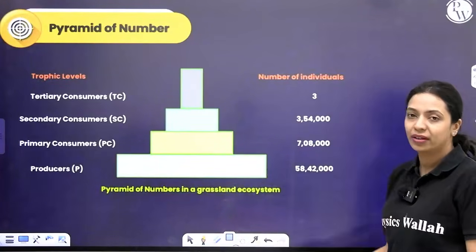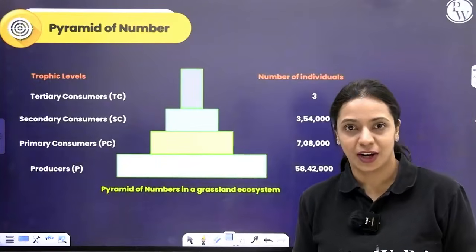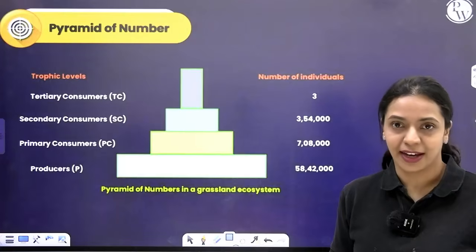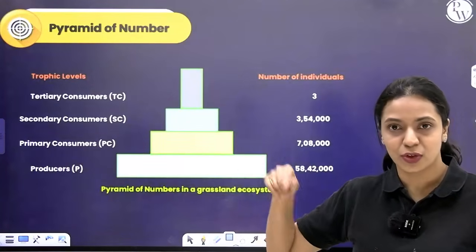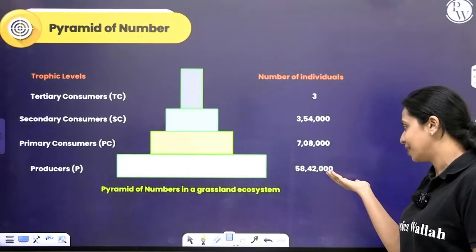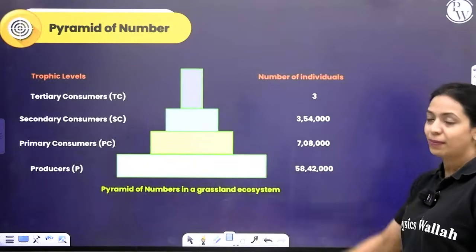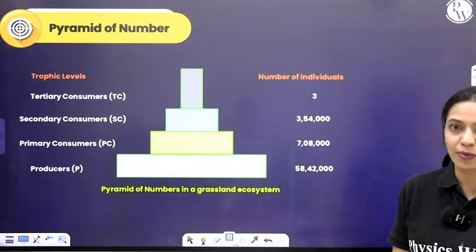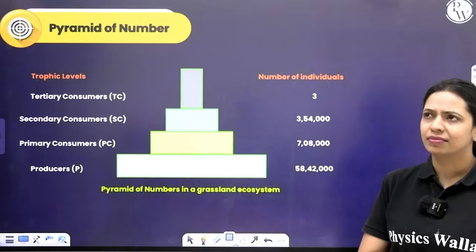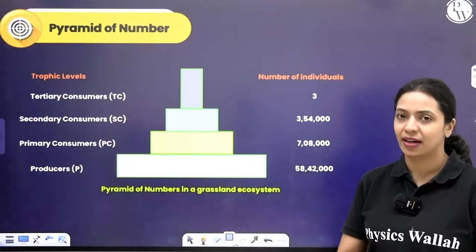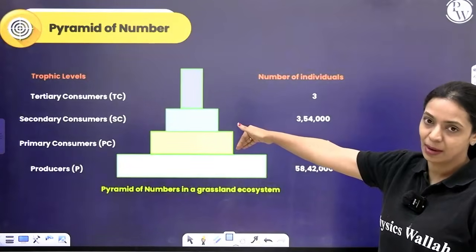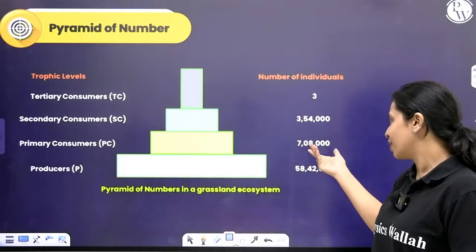You can see how in a grassland, of course, the number of grasses is going to be crazy high. So the number of producers obviously will be very high, right? The number of grass plants, if you start counting, is going to be very high. According to this, it's around 58 plus lakhs. Primary consumers are your herbivorous organisms. It includes your deer and your antelope and different types of buffaloes and bisons and cattle and all of that. So that will obviously be less than the number of plants there are. So that's roughly around 7 lakhs.